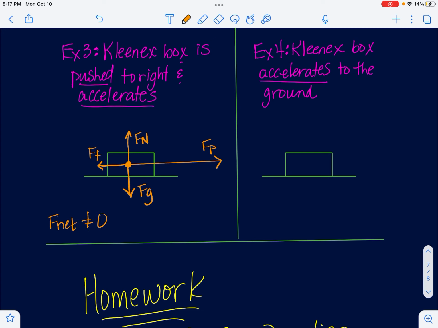So in this case, F net does not equal 0 because I have a longer arrow in the push direction. This is what's called an unbalanced force. So that is going to move in that direction. It's going to actually accelerate to the right. Okay, this longer arrow means that I have an unbalanced force.